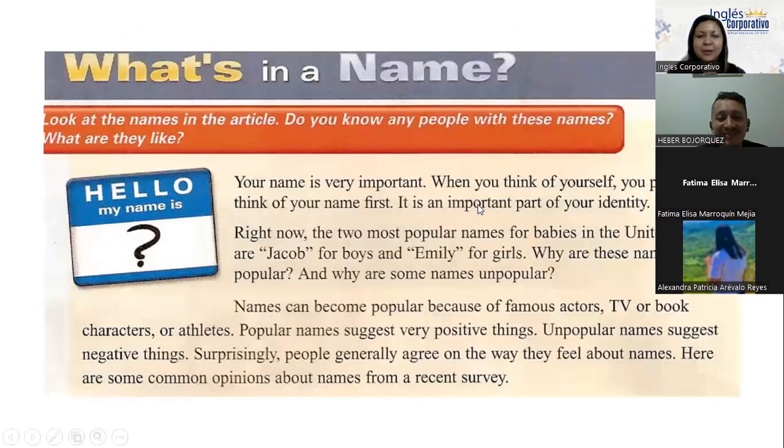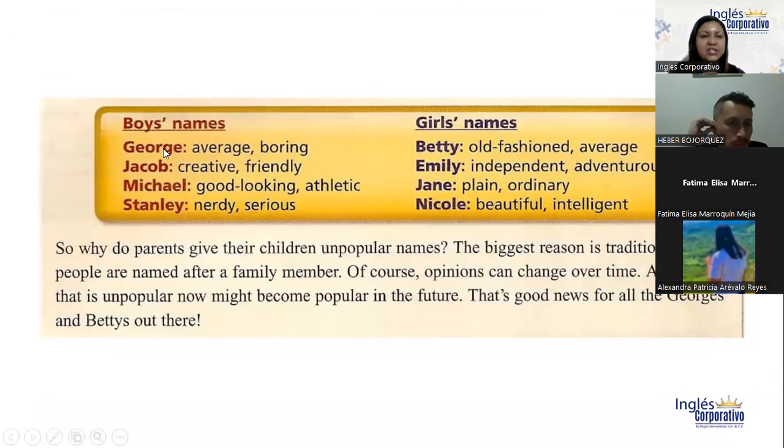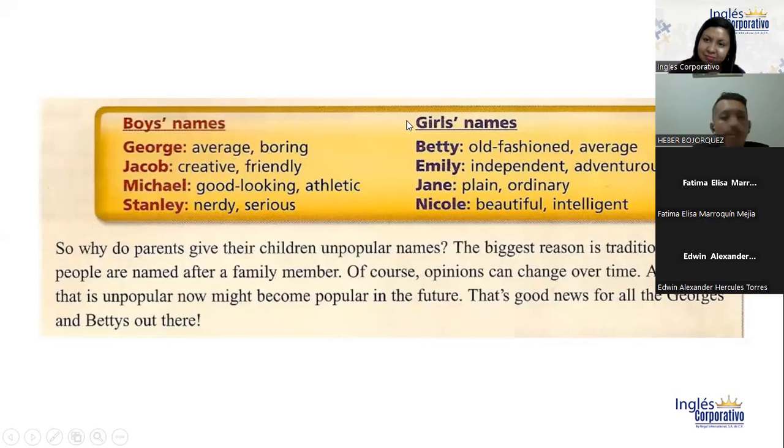Okay. So now, guys, we're going to read a little bit about what's in a name. Look at the names in the article. Do you know any people with this name? What are they like? The people with these names, right? George, Jacob, Michael, Stanley. Girls' names: Betty, Emily, Jane, and Nicole. Do you know people with these names? George? Do you know people with the name George? You can raise your hand. Jacob? No. Michael? Yes. Stanley? Yes. Okay, Betty? Yes. Emily? I know a lot of Emilys. Jane? Okay, Nicole? Yes.